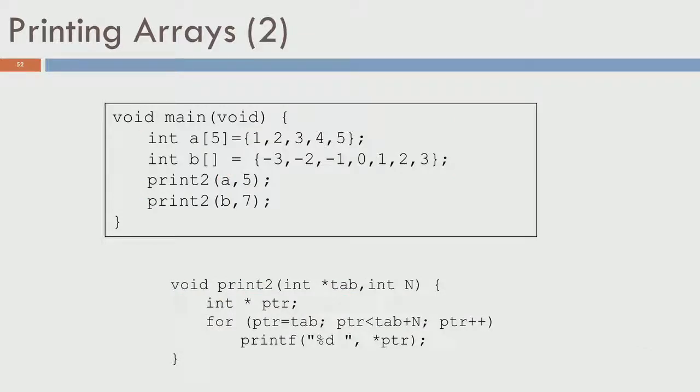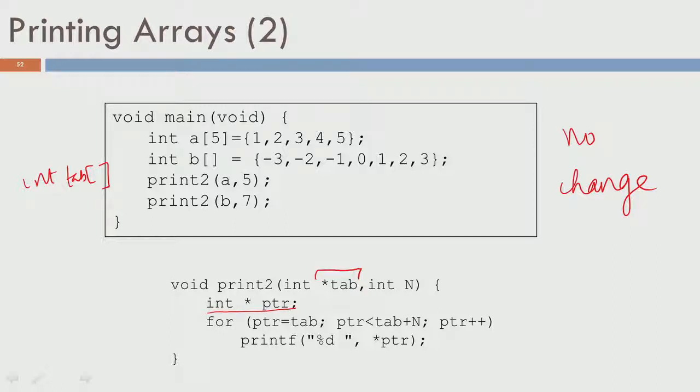So, there is another way of doing the same thing. In all these examples the main function has no change. You watch out for what is happening in the print alone. This is the second version of print. The first change we have is int star tab, instead of int tab of array index as in the previous example. So, instead we have int star tab, int n. This is as it was before, and we have int star pointer ptr.